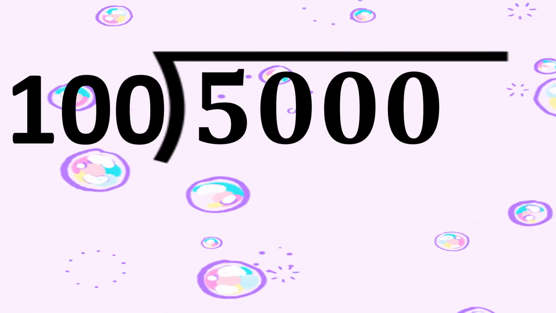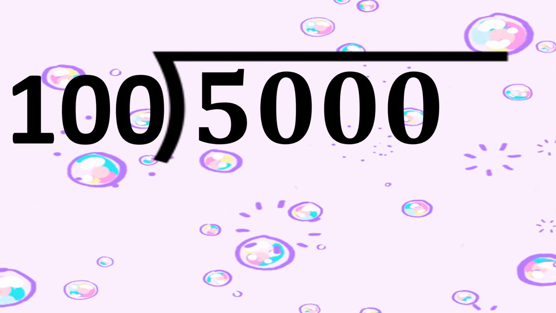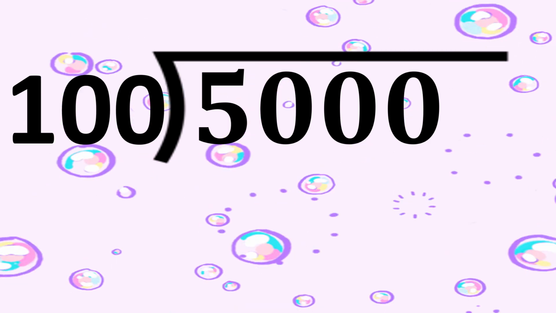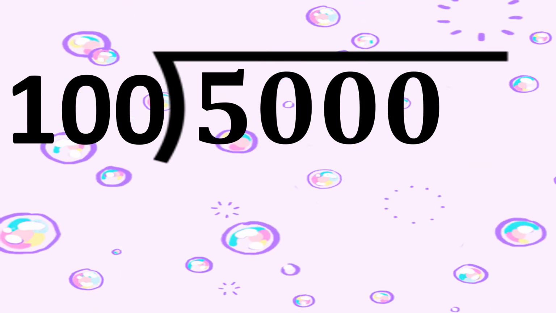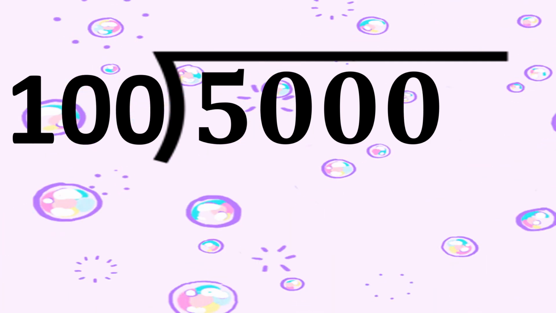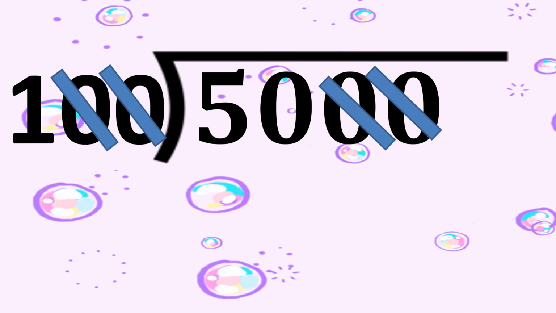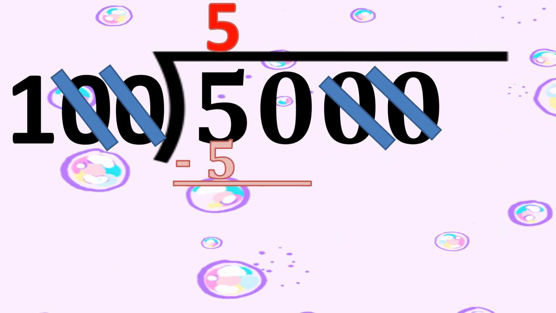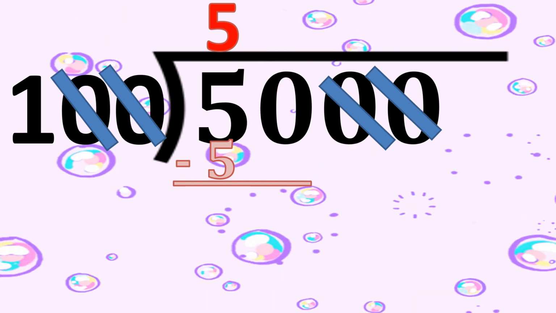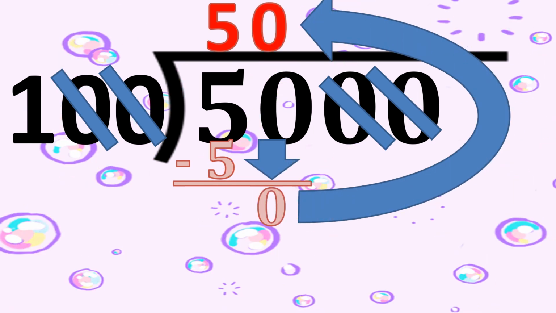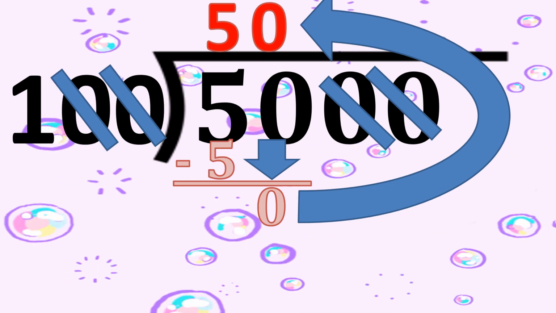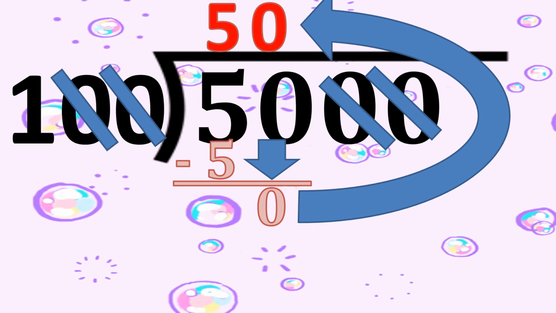Let's do another one. 5,000 divided by 100. So take note that we have 2 zeros in our divisor, so only 2 zeros in the dividend will be removed. Now, 5 divided by 1 is 5, while 5 minus 5 is 0. But we still have to bring down 0. So 0 will be moved up. So the final answer now is 50.